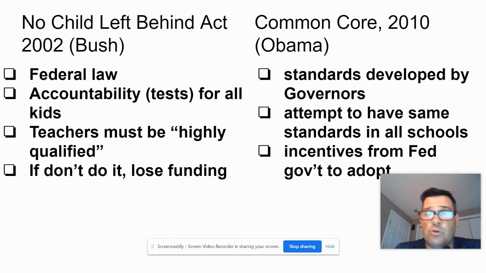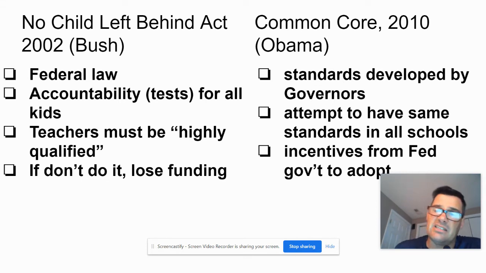Instead of saying, if you don't do this, you lose funding, there were incentives from the federal government if you adopted it. So if you adopted it, then you got money. All right. So you didn't have to do it. And there were some states that didn't. But if you don't adopt it, then you just don't get money. It's not if you don't do it, you will lose money. It was if you do it, you get more. So it was a little different, carrot and stick approach of the federal government.